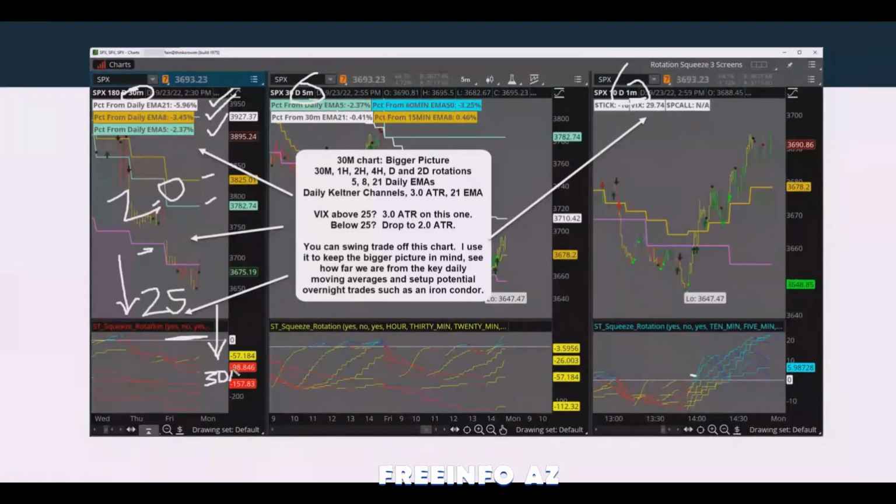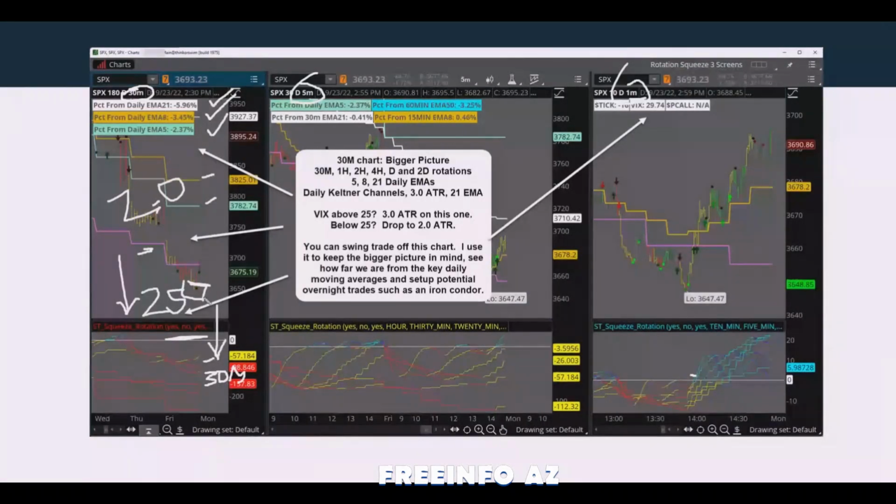So here's the 30-minute squeeze histogram, the hourly squeeze histogram, and it's all listed right here: the 2-hour, the 4-hour, the daily, and the 2-day. That gives me a nice overall view, and not surprisingly, they're all below zero here. For this particular one, could you do a swing trade off of this? Yes. We got green dots here on Friday, and that's a heads up that we're seeing some rotation.